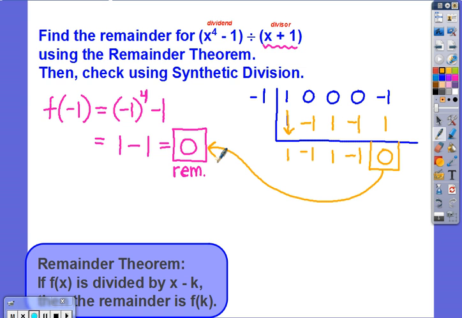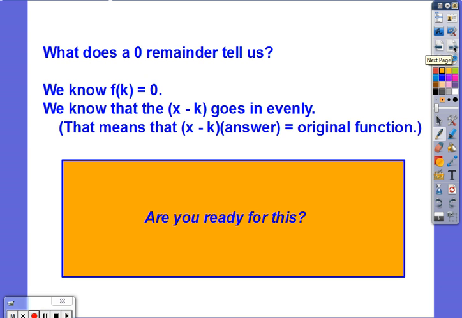And what's even cooler is that a remainder of 0 is going to start to be our friend. So let's just talk about that for a minute. What does a 0 remainder tell us? Well, we know that when we plug in the number, we get 0. And that's cool, right? We like numbers that give us 0 for the y value. And so since we know it's a 0, we know that that's a factor, right? That's why it went in evenly. That's why the remainder was 0, because it's a factor. So we could factor up that thing to make the original function.